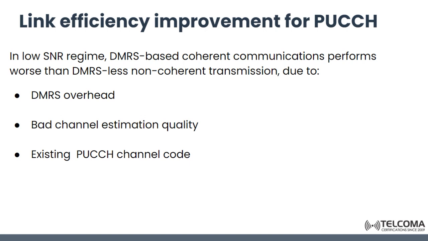DMRS based coherent communication performs worse than non-coherent transmission because of DMRS overhead, bad channel estimation quality, and the existing PUCCH channel code.